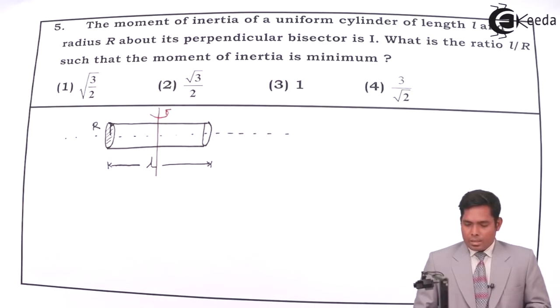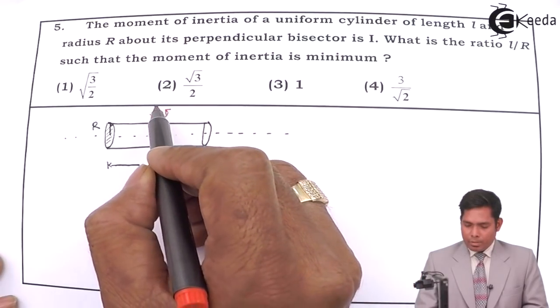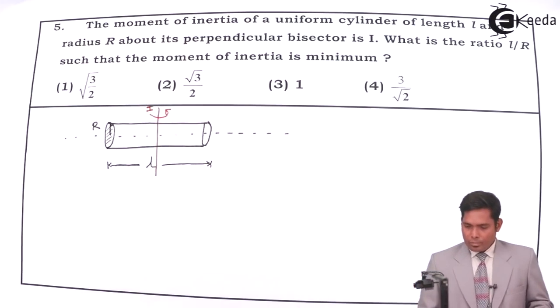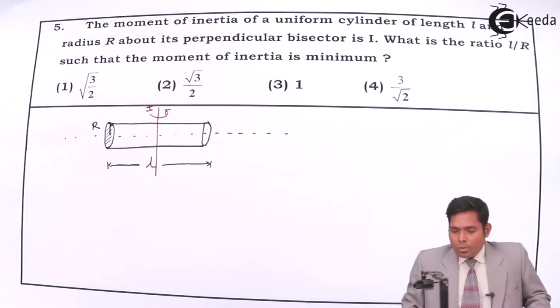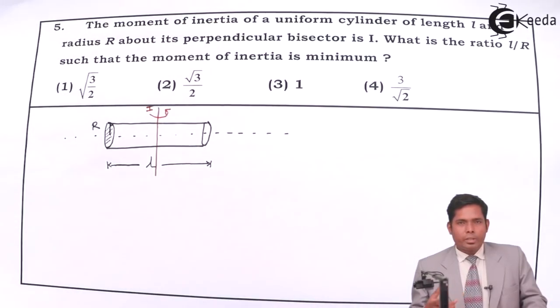So it says that the moment of inertia about its perpendicular bisector is I. So the moment of inertia about this axis is I. This is given. Now what is the ratio of L by R, that means this length to its radius, such that the moment of inertia is minimum?